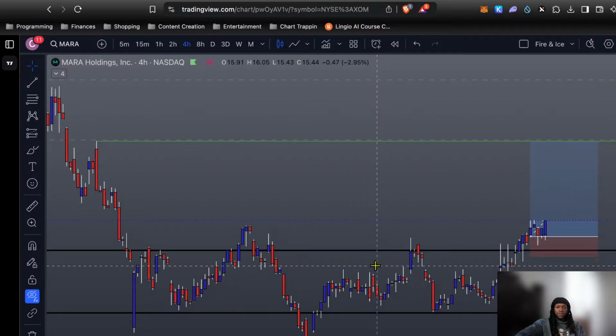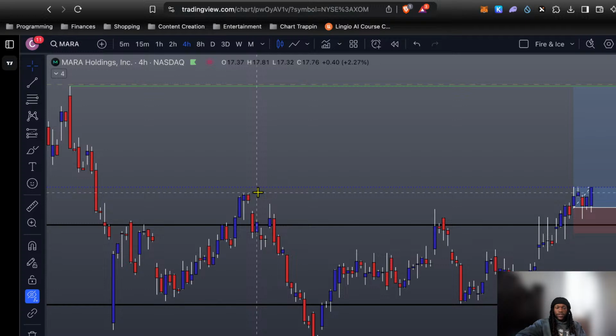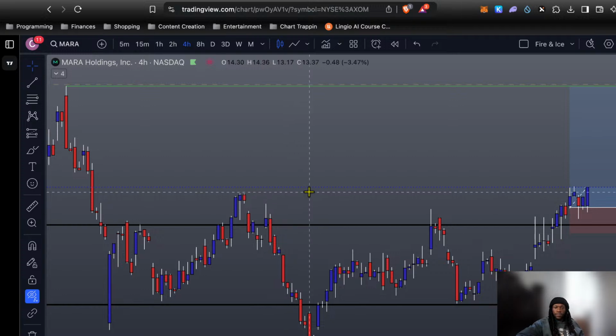And it's either accumulation or distribution. That's it. People are either buying or selling. And when you have sideways movement, that's a range. And then you just have to identify whether that range is bullish or bearish. And that's going to be depending on whether people are accumulating, which would make it bullish, or distributing, which would make it bearish. All right, so Mara is a play we got.